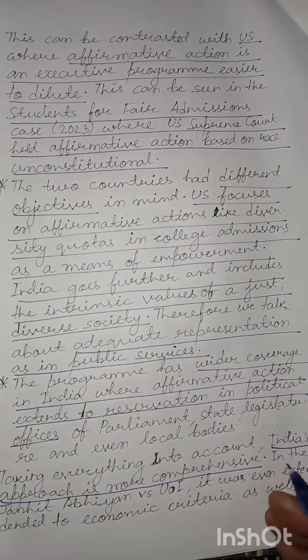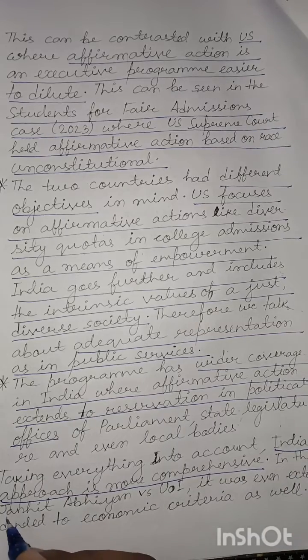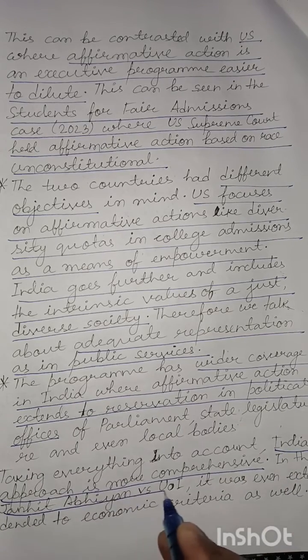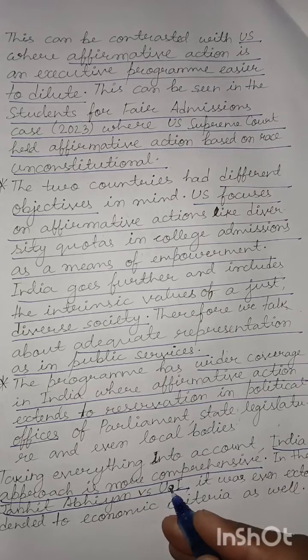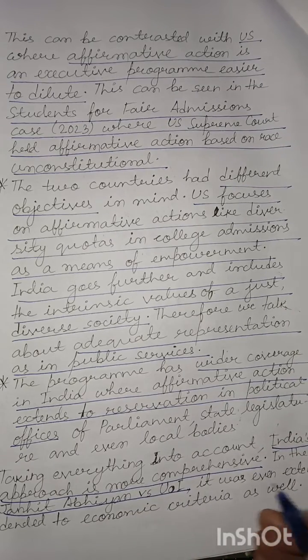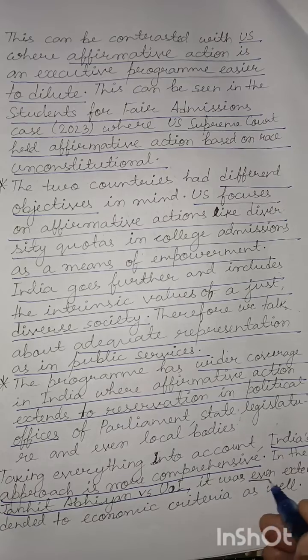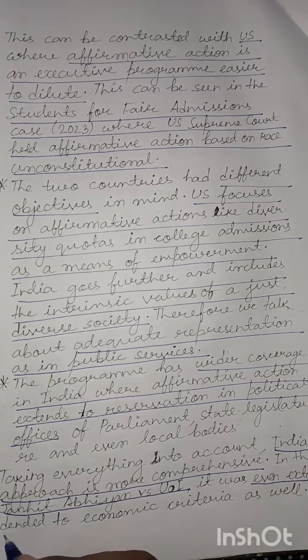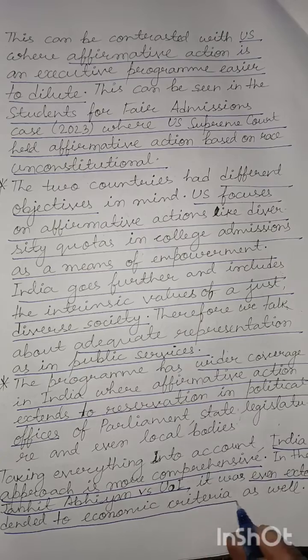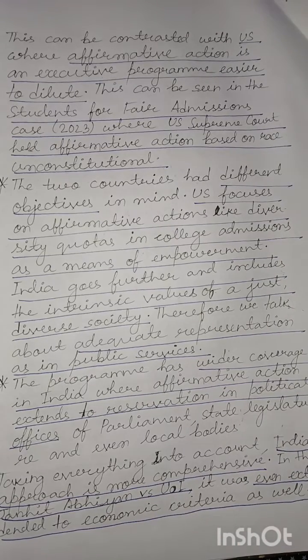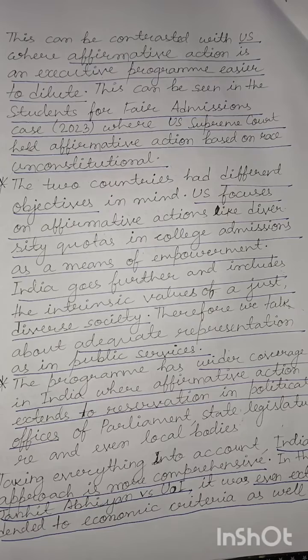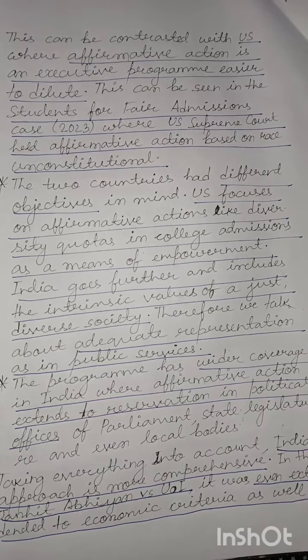We have deliberately included this case law, the Janhit Abhiyan case of 2023. In the Janhit Abhiyan versus Union of India case, this system of affirmative action was extended to economic criteria as well. To simplify it, what happened in this case is that the EWS quota, that is the economically weaker sections quota, was challenged, but the Supreme Court upheld this provision of quota for the economically weaker sections.